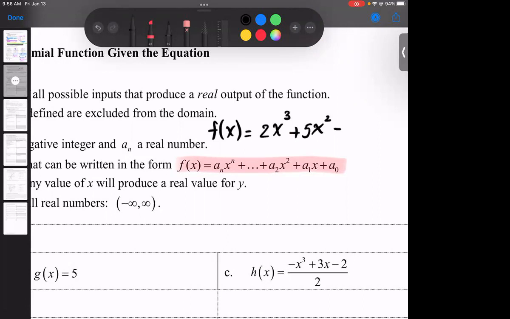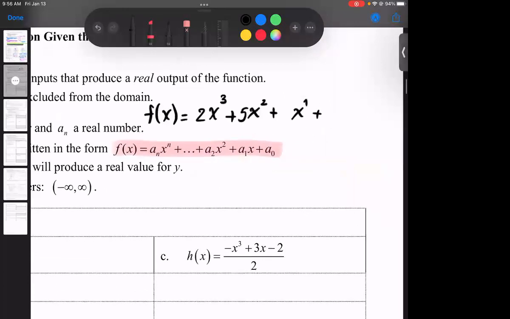And then what's next? I'm talking about the power of x here. That's more important to me than the coefficient. X to the first, right? Usually we don't write the first power. And then what? X to the 0, which is a constant, just 1, right? Or a lot of times I just write a sub naught. It could be any number.